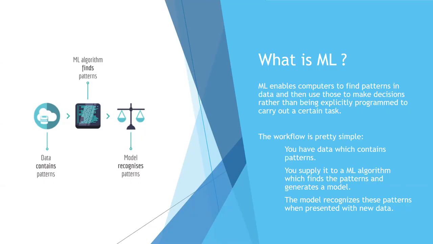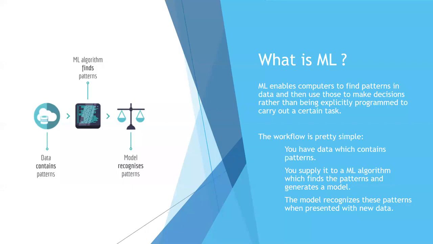So basically, what is ML, or machine learning? It enables computers to find patterns in data and then use those to make decisions, rather than being explicitly programmed to carry out a certain task. The conventional paradigm is that we have to explicitly program for every use case. Now ML is like, through the data we will figure out what the outcome is, and then we can plan for different outcomes. What should we do? The internal function from the data is derived more or less automatically by the machine learning algorithm.